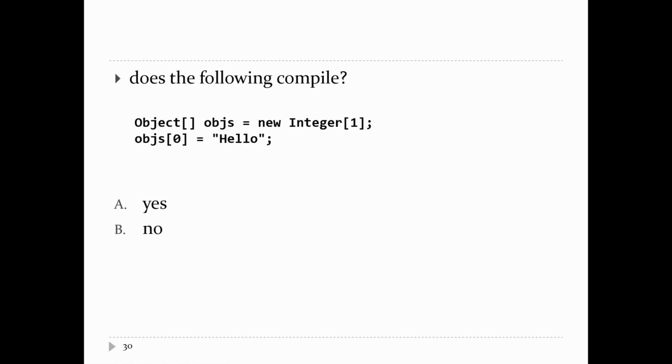Okay, now, remember what objs is? It's an array of object, right? So the first element of the array is a big O Object. What can you store in a big O Object? You can store anything in a big O Object. So I can store the string hello in the first element of objs. As far as the compiler is concerned, this is perfectly fine. A string is an object, therefore I can store hello in the first element of this array. Notice though that the actual array is not an array of objects. It's actually an array of integer.